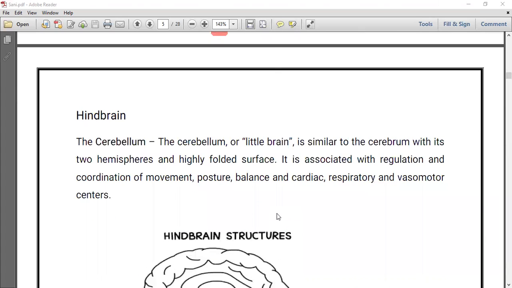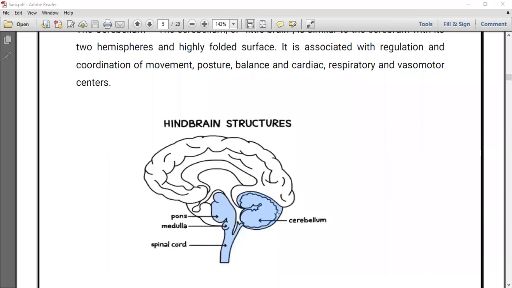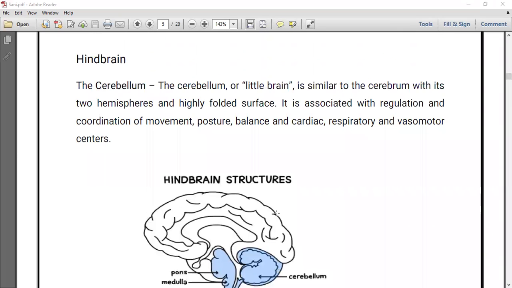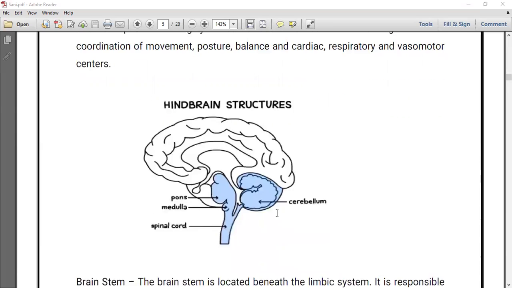The last part of our brain is the hindbrain. The hindbrain is composed of the cerebellum, or little brain, which is similar to the cerebrum with its two hemispheres and highly folded surface. It is associated with the regulation and coordination of movement, posture, balance, and the cardiac and respiratory centers. These are the structures of our hindbrain, which is composed of the cerebellum, pons, medulla, and spinal cord.